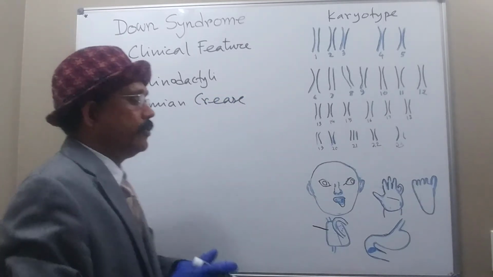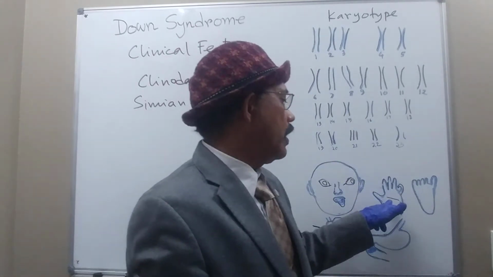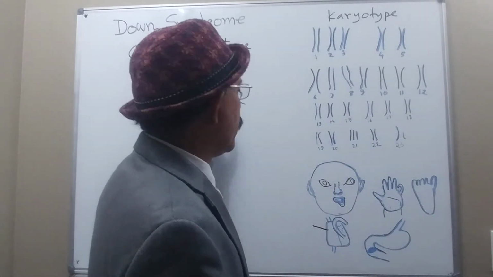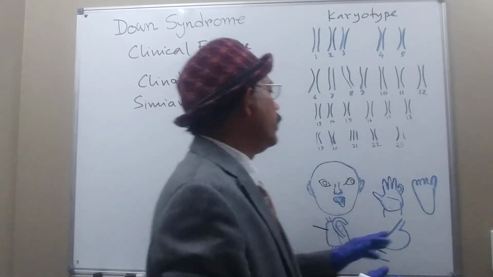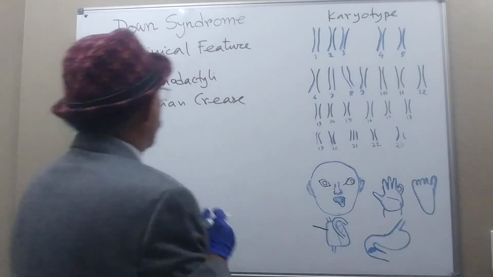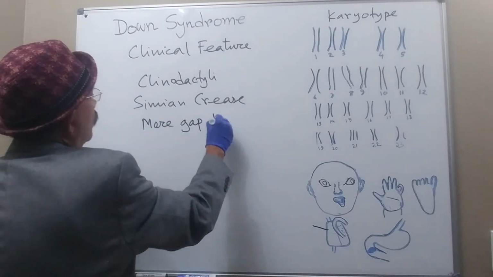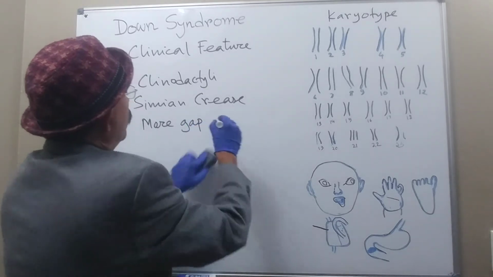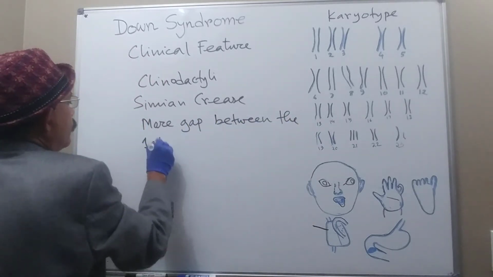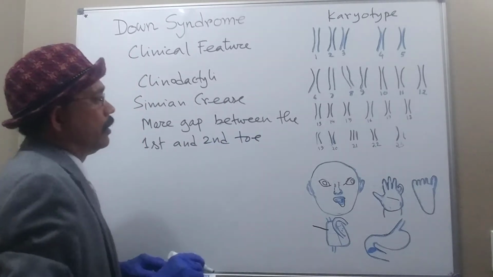These are the epidermal rays. Usually we have more than one, but in around 50% of cases of Down syndrome we get only one epidermal ray. That is called the simian crease. If you go to the foot, there is a much larger gap between the first toe and the second toe. We got this problem.